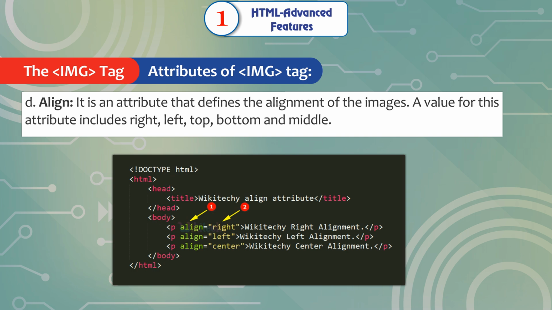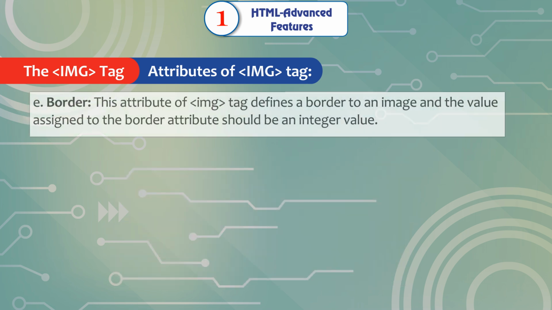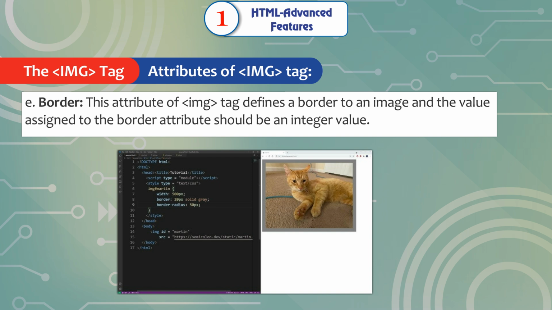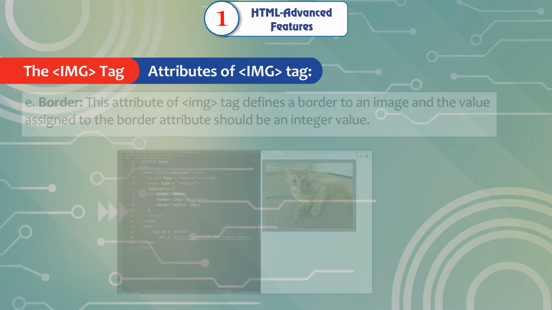D. Align. It is an attribute that defines the alignment of the images. A value for this attribute includes right, left, top, bottom, and middle. E. Border. This attribute of the image tag defines a border to an image, and the value assigned to the border attribute should be an integer value.